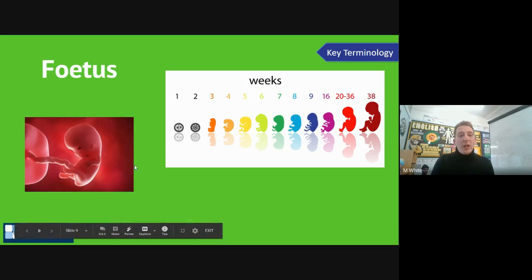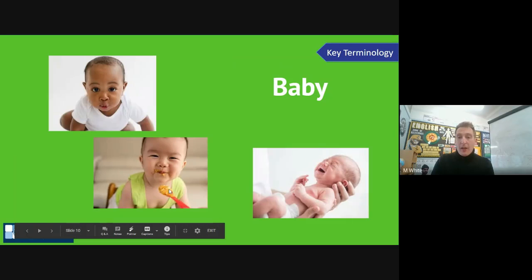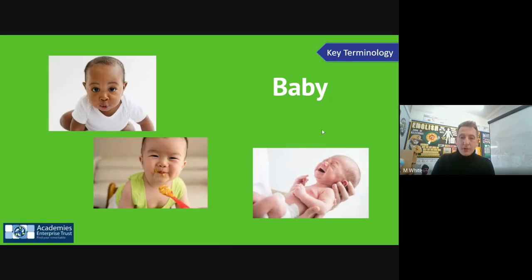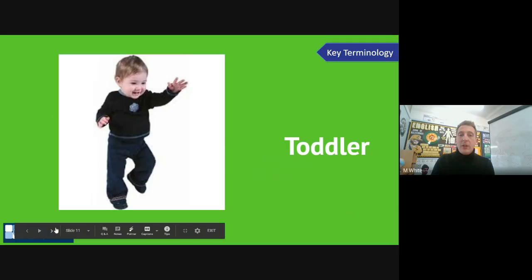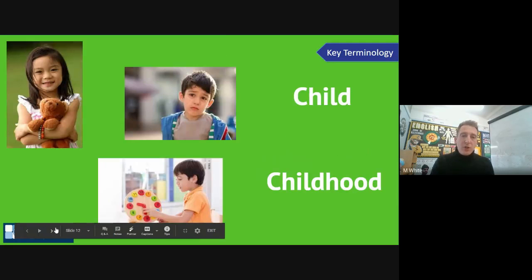Fetus, which is a baby. So here we can see the different stages and over the different weeks of a baby growing. Here we have a baby. So lots of different babies there. Some of them are enjoying food, sad babies, a happy baby, all different types of babies. A toddler, which is the next stage.